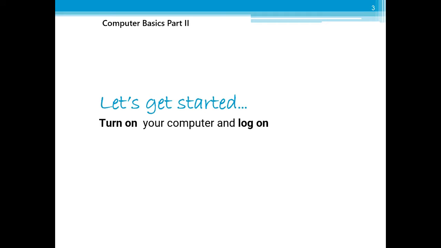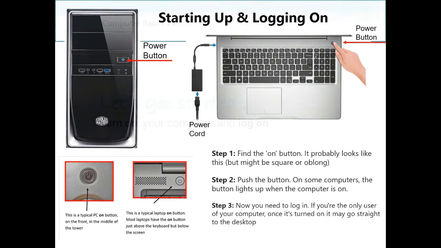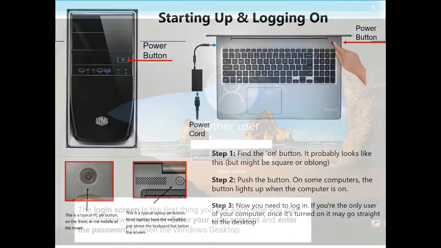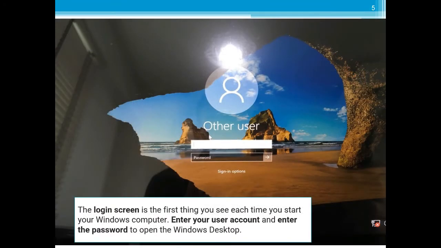Let's get started. Now turn on your computer and log on. Now when you're turning on your computer, the power button could be on the front or the top of the desktop. If you're using a laptop computer, it's usually above the keys, or it could be within the keys on the top row. Now when you turn on your computer, the first screen you will see is your login screen. Now that'll be if you have created a password.